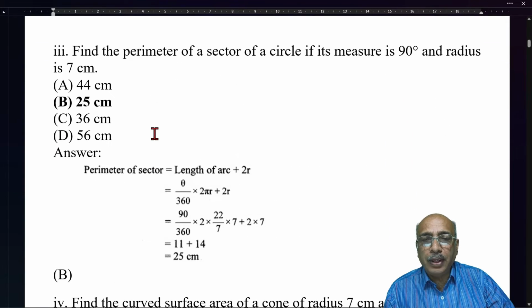Find the perimeter of a sector of a circle if its measure is 90 degrees and radius is 7 centimeter. Perimeter of sector equals length of arc plus 2r. So theta upon 360 into 2 pi r plus 2r. Substituting the values and calculating, you will get 25 centimeter. Option is B.